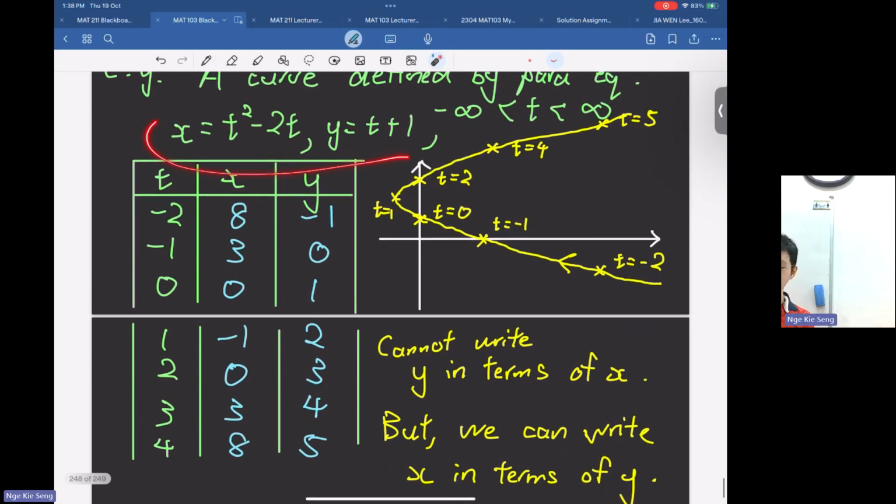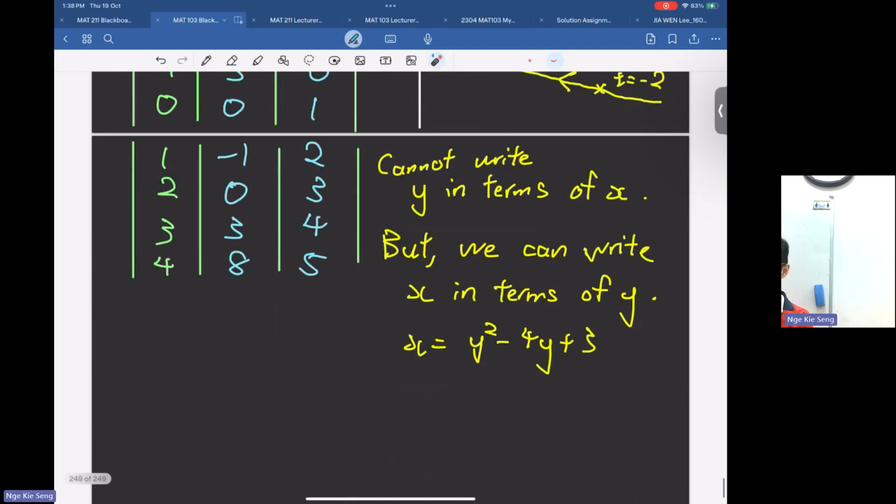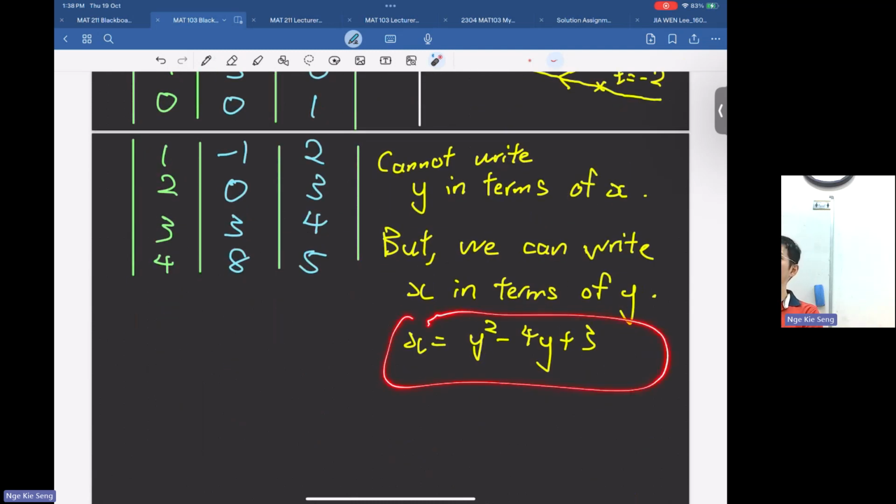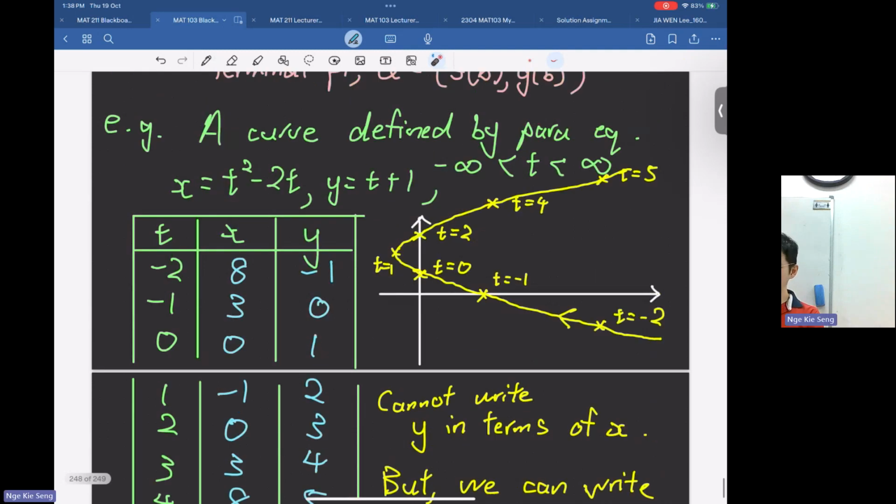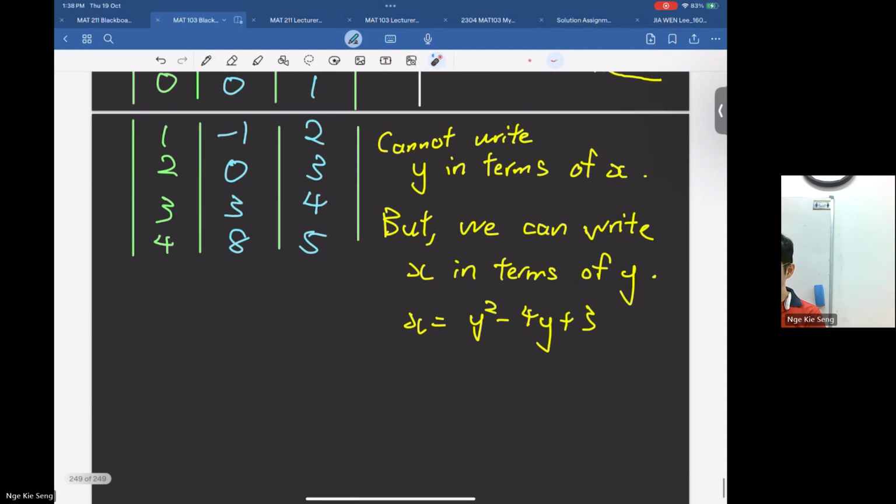I think you have seen this before. So do you know how to get this equality? Find t and then substitute it back. So if this is true, how do I express y in terms of x? Any idea? No? I think you need to do completing the square.